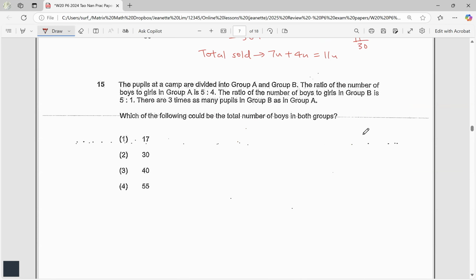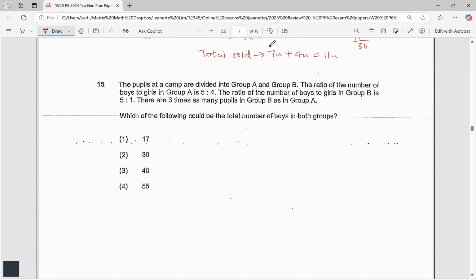Question 15. The pupils at the camp are divided into group A and B. Ratio of number of boys to girls in group A is 5 to 4. Ratio of number of boys to girls in group B is 5 to 1. There are 3 times as many pupils in group B as group A. So what could be the total number of boys in both groups? Here, there are no actual numbers given. They just give us ratios.